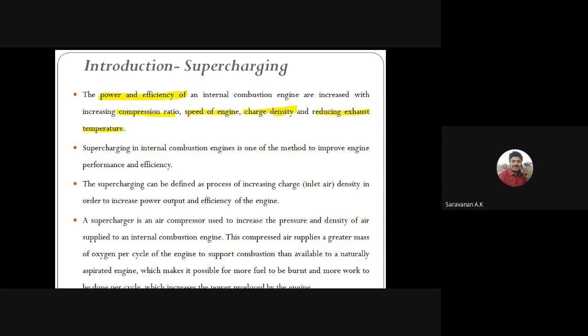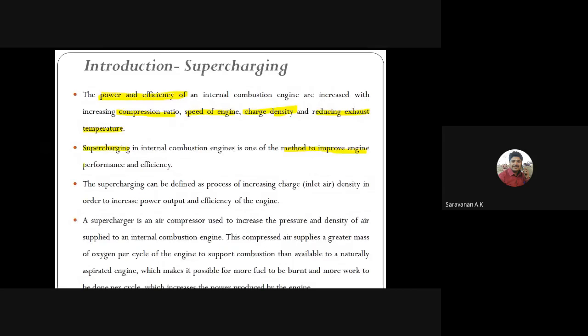So we introduce some modification in the engine. That modification is called supercharging. By using supercharging, we can improve our engine performance and efficiency.